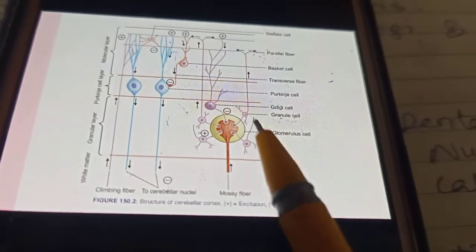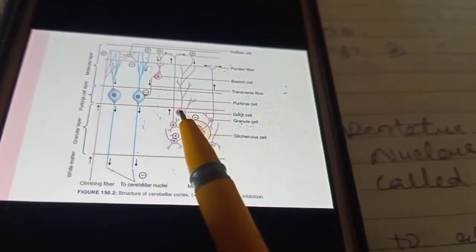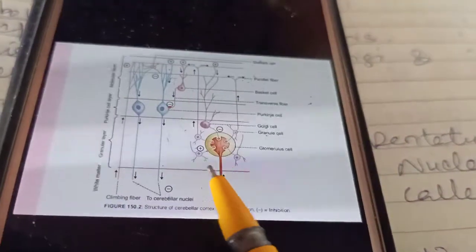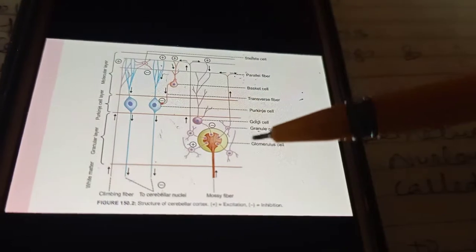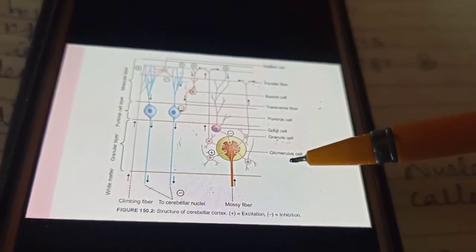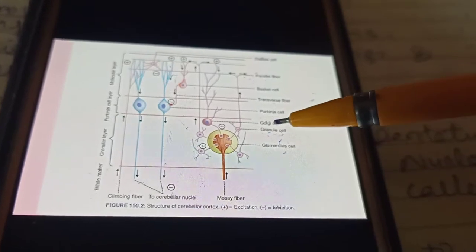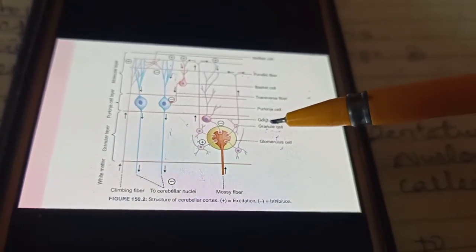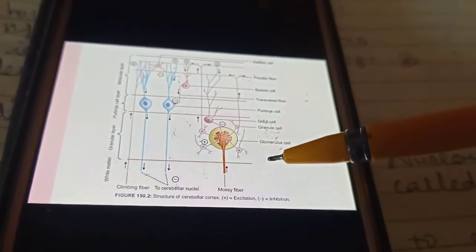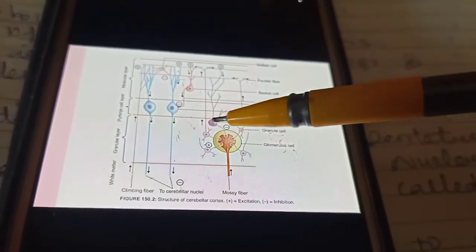So Golgi cells and granule cells are synapsing with the mossy fiber. The synaptic area of these cells is called the glomerulus, and it is encapsulated by the processes of glial cells. You can see this complete synapse is known as the glomerulus, and it has a capsule.